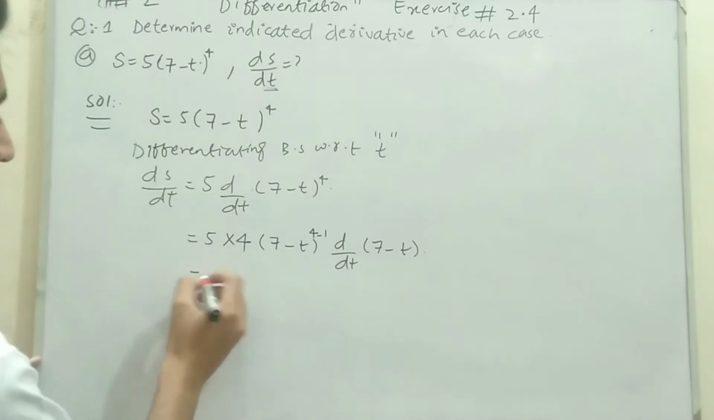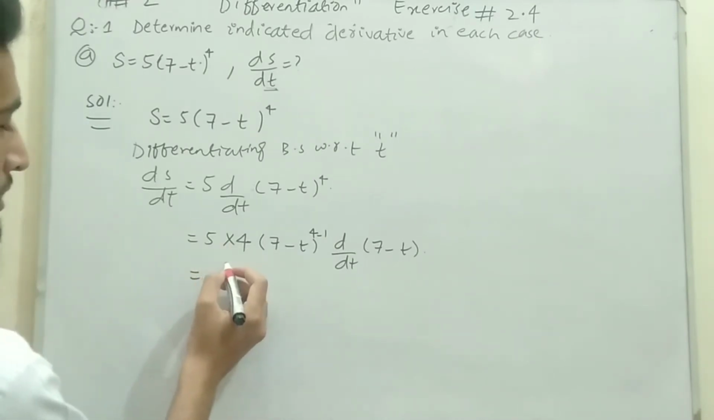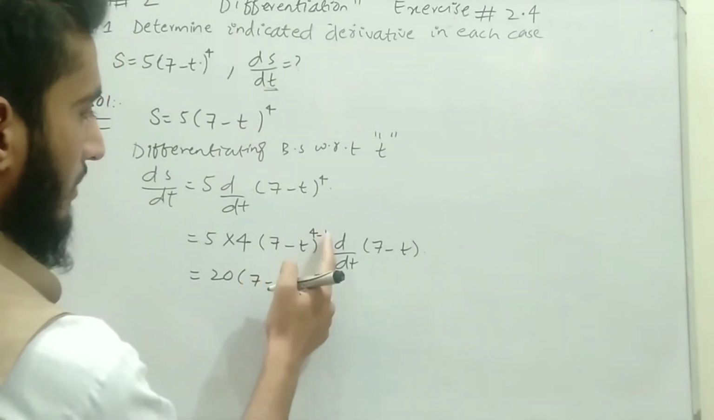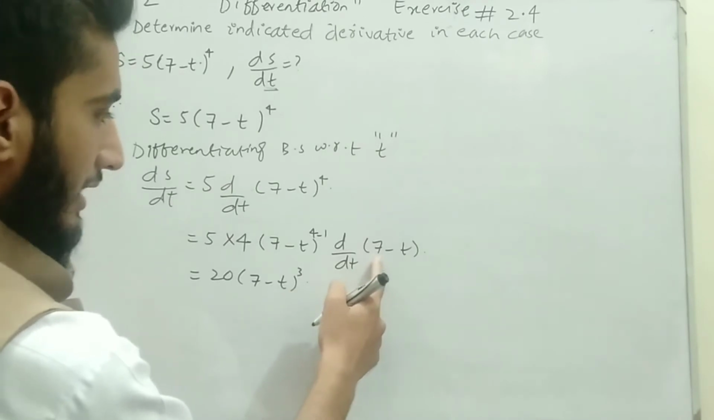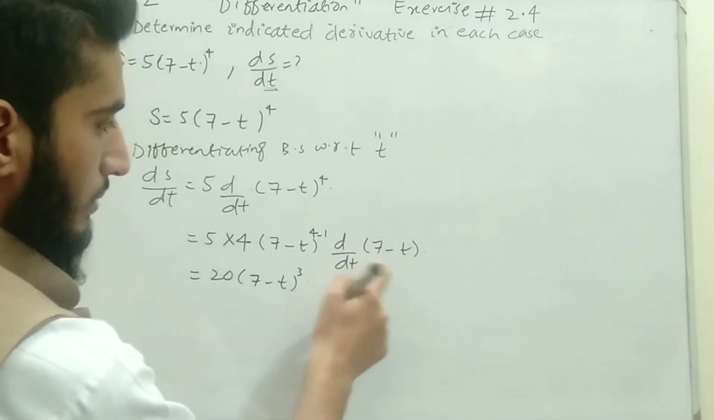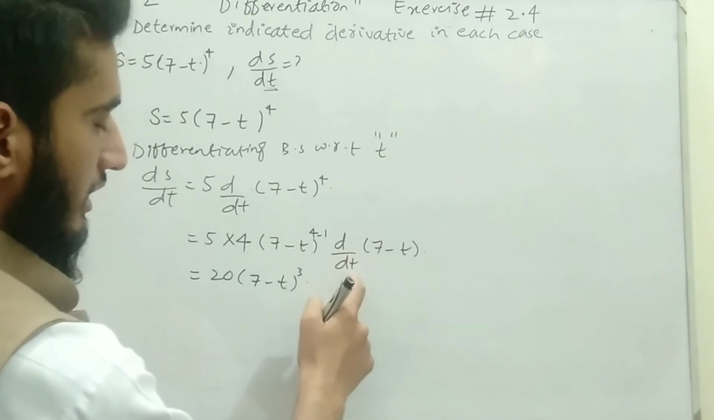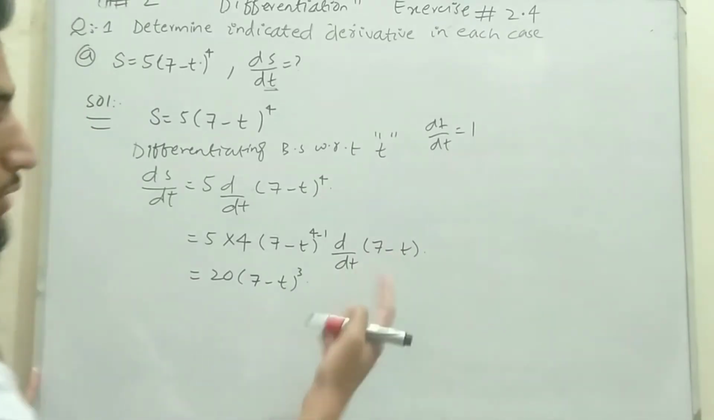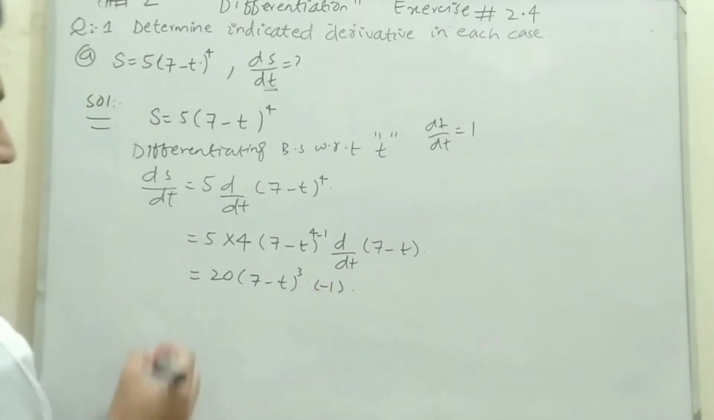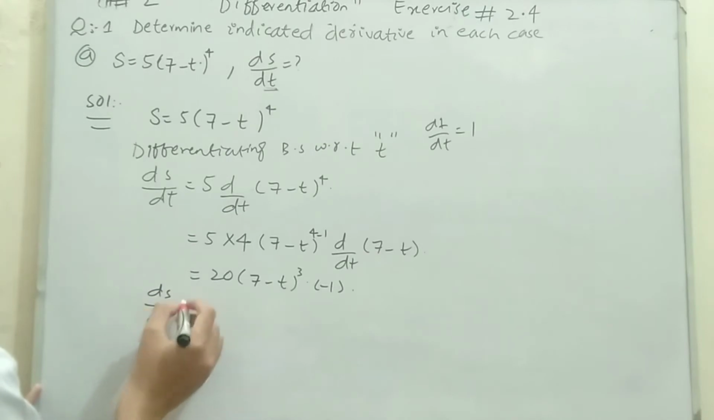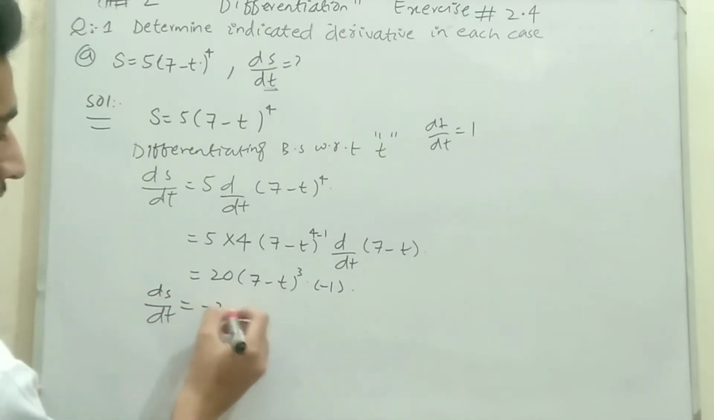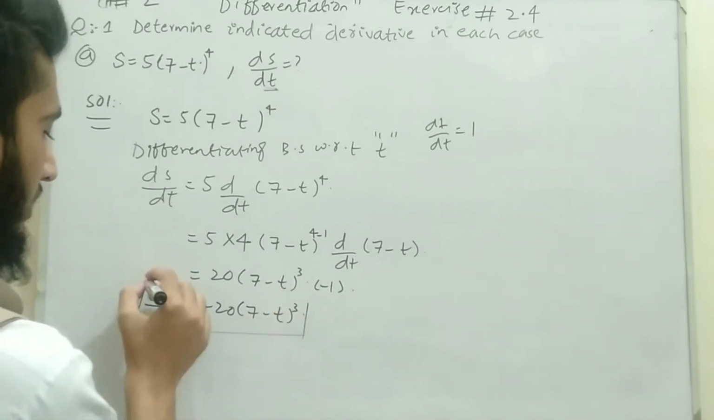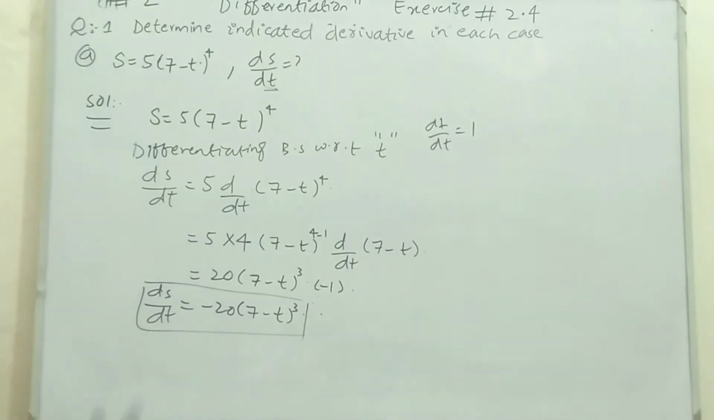So d by dt multiply 7 minus t. So it becomes 5 multiply 4 gives us a value 20. After this, it becomes 7 minus t whole raised to the power 4 minus 1 gives us a value 3. Remember, the derivative of a constant 7 is 0. And here if we differentiate t with respect to t, so you know that dt by dt will be equal to 1. And here we have negative sign, so it becomes minus 1. So by simplification we get ds by dt is equal to minus multiply 20 gives us minus 20, 7 minus t whole raised to the power 3. So this is our required result for the derivative of s with respect to t for the part number A.